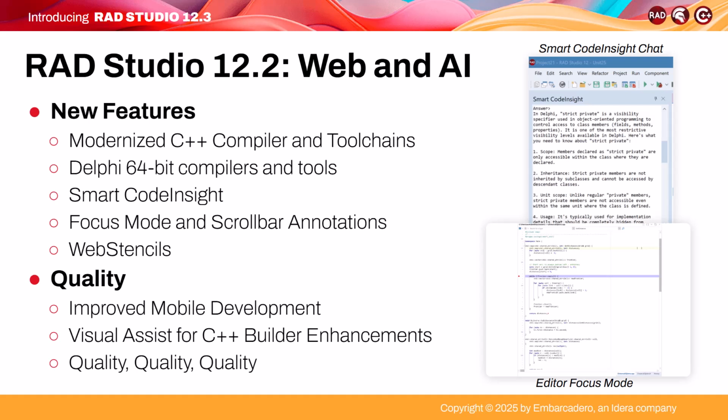And finally, once more, we carried on doubling down on quality, including improving mobile development, the Visual Assist for C++ Builder enhancements, and quality.